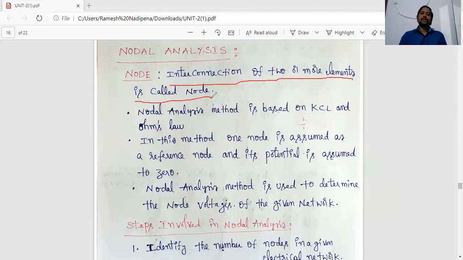In this method, one node is assumed as a reference node and its potential is assumed to be 0. Now, a very important point: the main objective of this nodal analysis method is to determine the node voltages at various nodes of the given network. Let us see the procedure of nodal analysis. By using this procedure, we have to calculate the current as well as voltage of the given network.